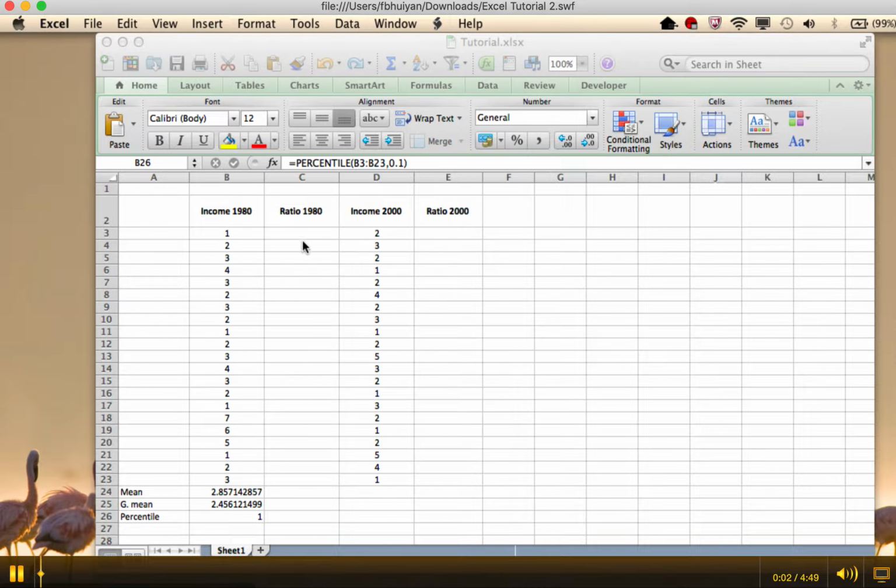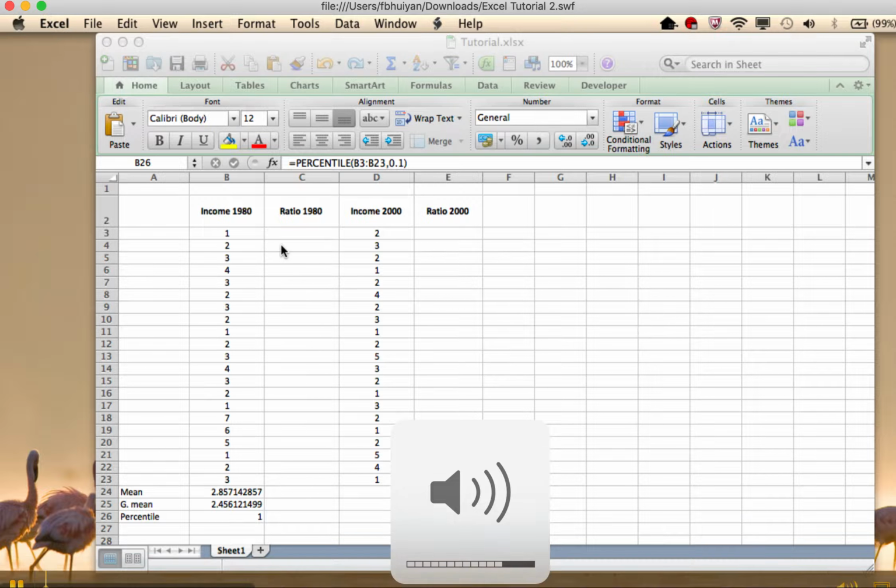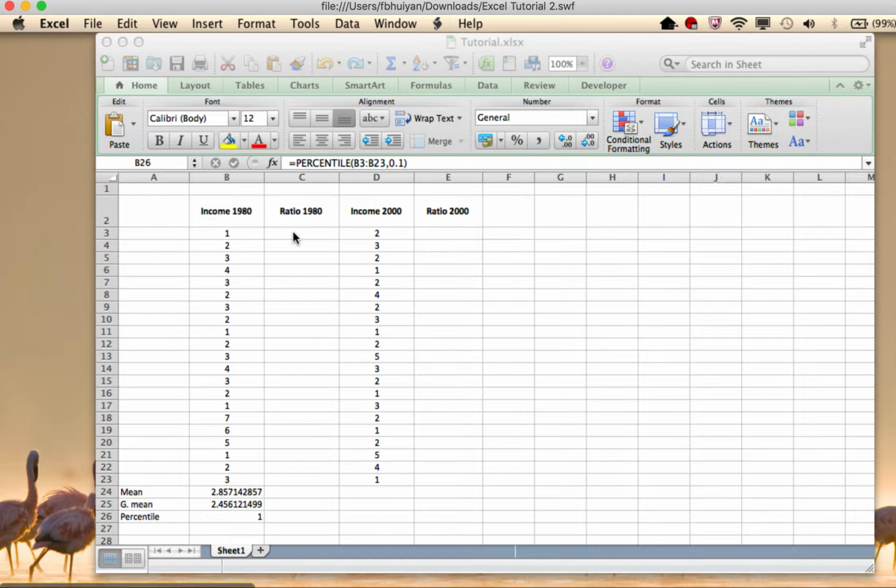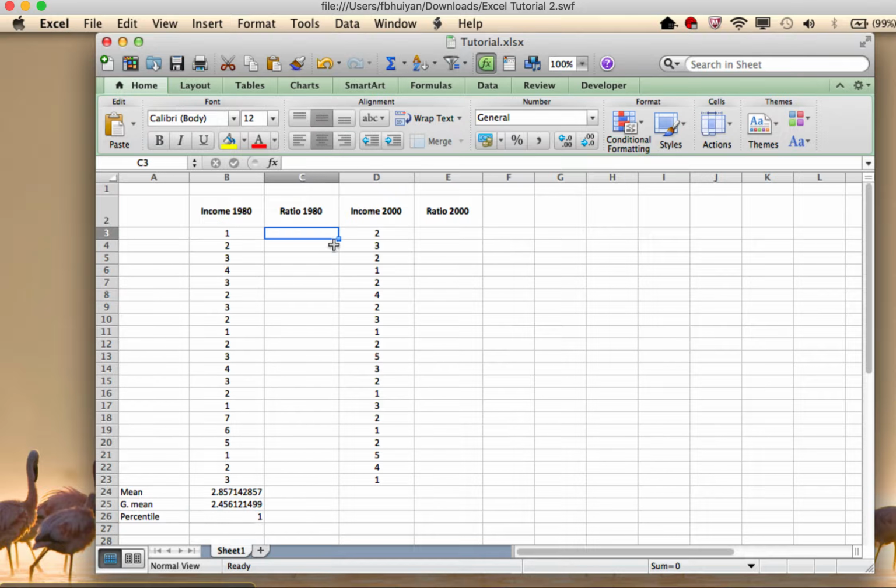Alright, so this is the second installment of the Excel tutorial. Now we're going to try and figure out, remember we're trying to draw the mobility matrix, so we need to figure out all the ratios. You don't always need to use your built-in function. Sometimes you just want to interact with numbers that you already have in your table.